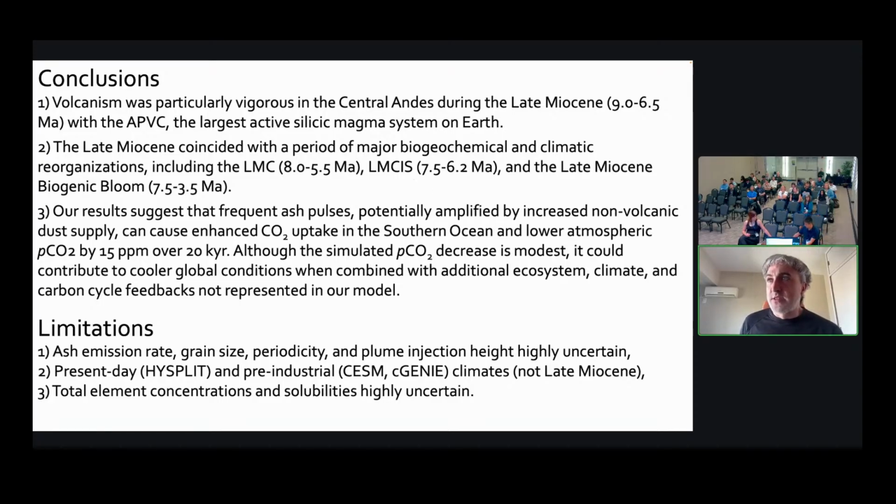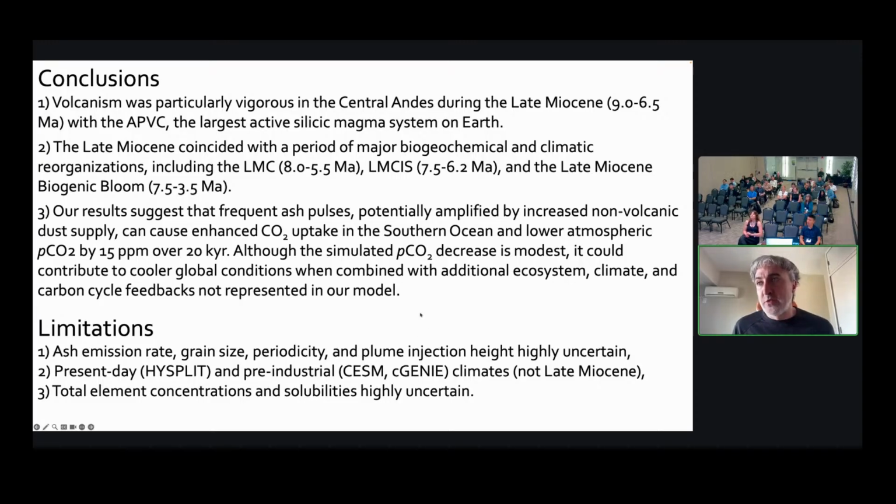And our results suggest that more frequent ash pulses, potentially amplified by increased non-volcanic dust supply, can cause enhanced CO2 uptake in the Southern Ocean and lower atmospheric PCO2 by 15 ppm over 20,000 years. This is a small number, but it could be indicative that this process is contributing to cooler global conditions when combined with other processes that we have not represented in the model.